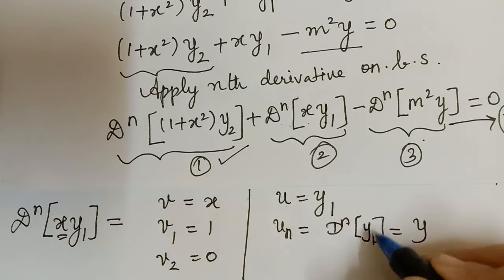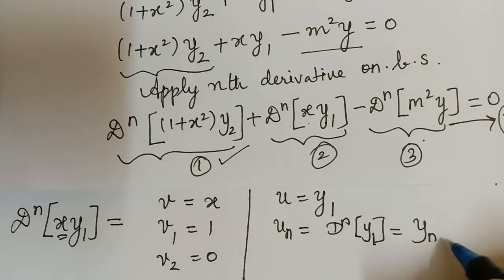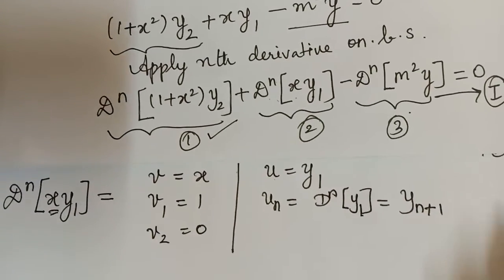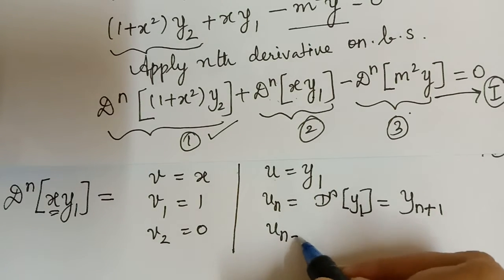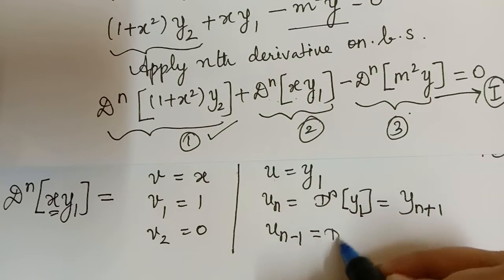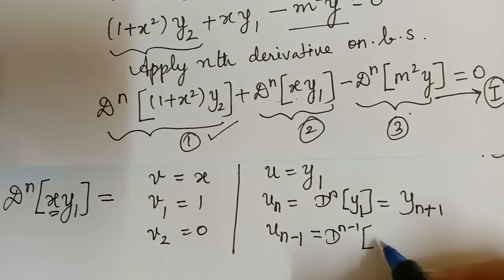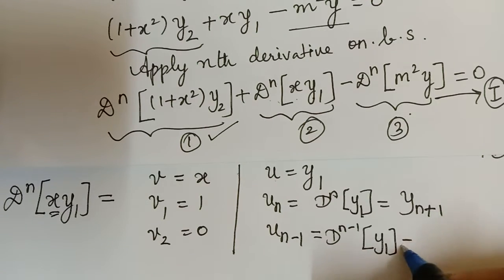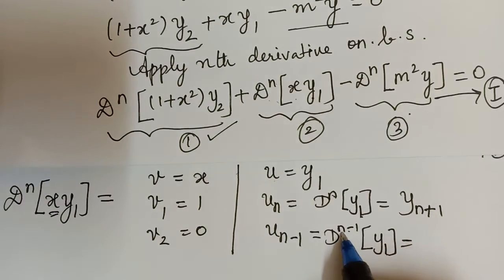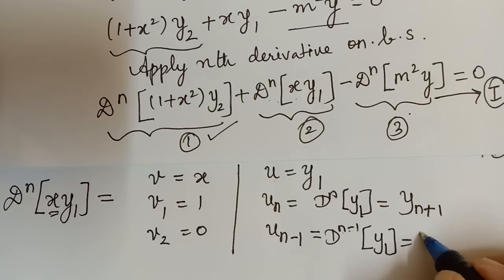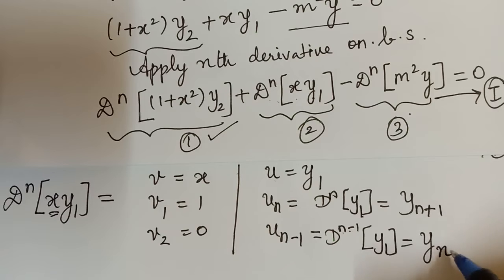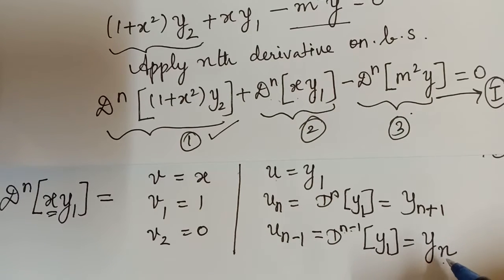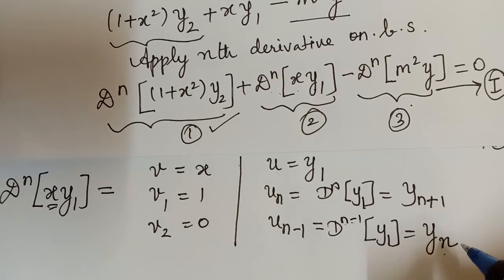We have to add these two terms and we have to write here. So it will be n plus 1. So similarly, next we have to find un minus 1, which is equal to the n minus 1th derivative of y1. Now we have to add these two. So when we add n minus 1 plus 1, minus 1 plus 1 will get cancelled and we get yn. So once we get yn, we have to stop this and we have to substitute in the formula.